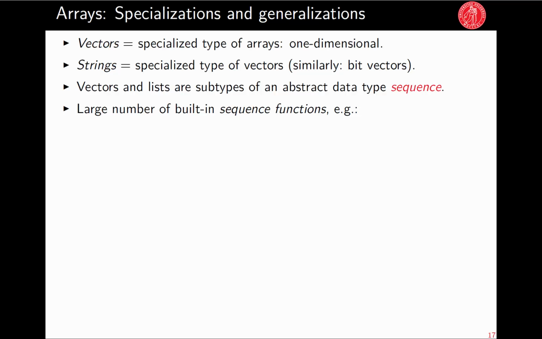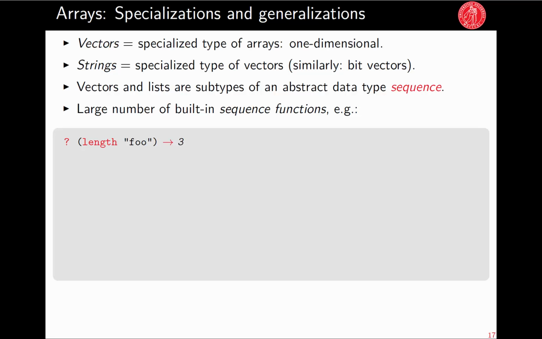And there's a large number of built-in sequence functions that will operate on sequences, regardless of whether we give them a string as an argument or a list as an argument, for example. So we'll look at some examples. Length, for example, we've seen that applied to lists. We can also apply that to a string or another vector. Elt, for element, is a more general version of nth that we looked at last time for picking out an indexed element of a list. We can use this more generally to pick out an indexed element in a sequence.